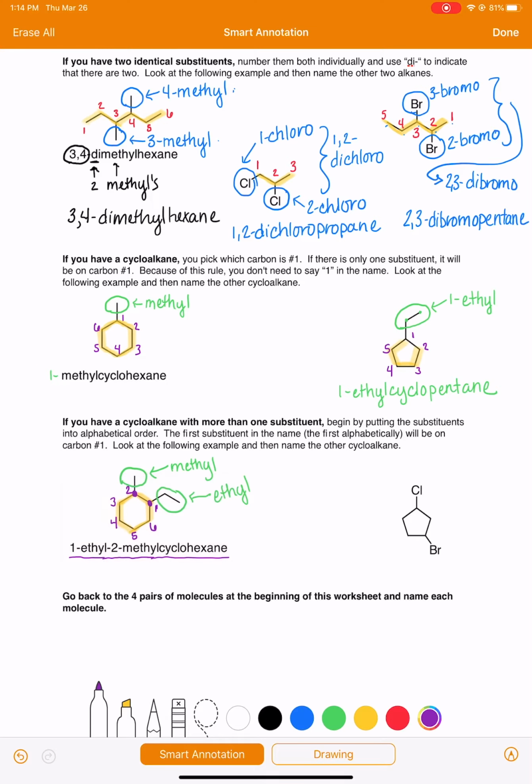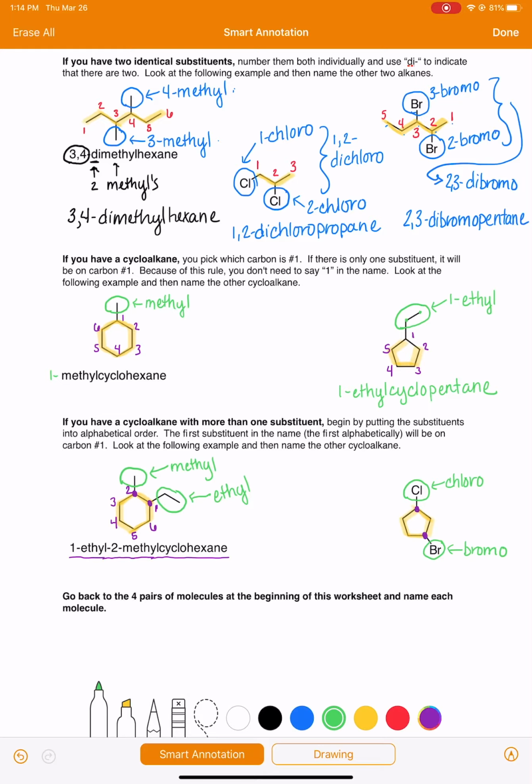So here is our last example. We want to find our parent chain, which is always going to be the ring. We want to number that parent chain. Carbon number 1 needs to be one of these 2 carbons with a substituent. To help us decide which carbon it should be, we're going to look at the 2 substituents. This one up here is called chloro. This one down here is called bromo.